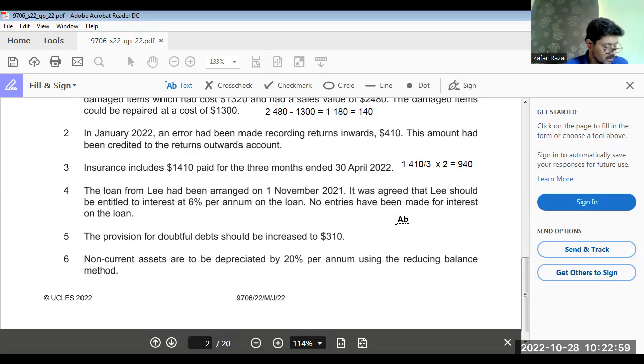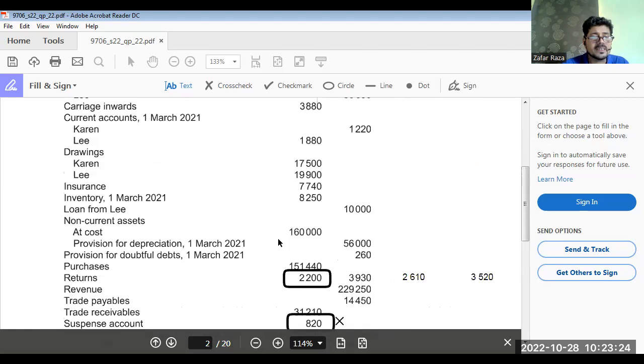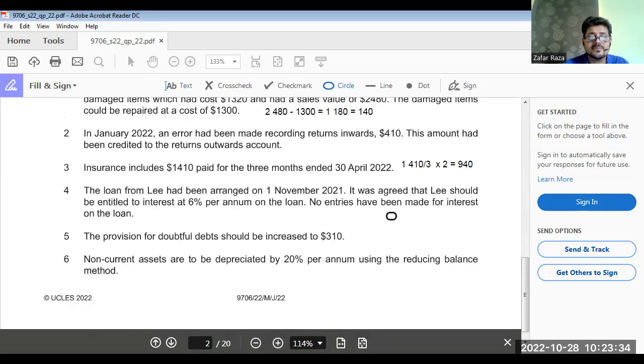Okay. Now, what about the loan interest? The loan from Lee had been arranged on 1st November 2021. It was agreed that Lee should be entitled to interest at 6% per annum on the loan. No entries have been made for the interest on loan. So we have to calculate interest on loan. Now, how much is the loan actually? Loan from Lee is 10,000. So we have to calculate interest on this 10,000.